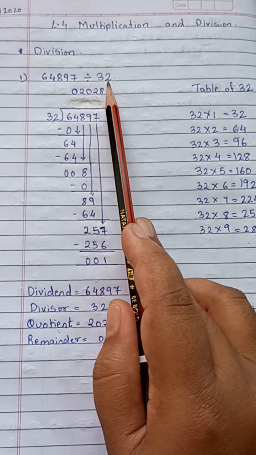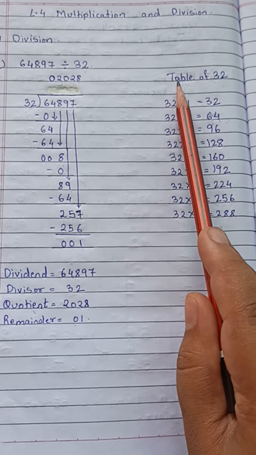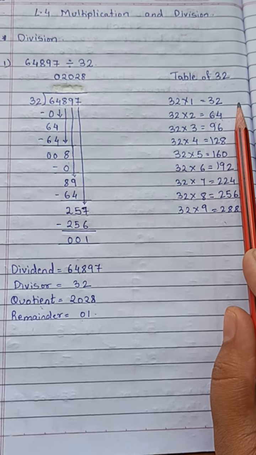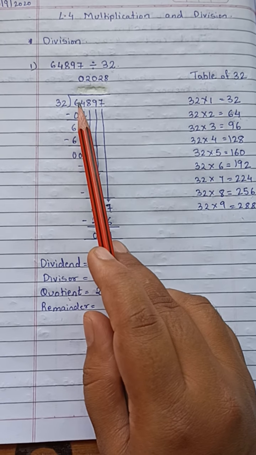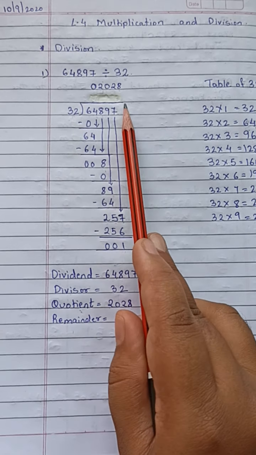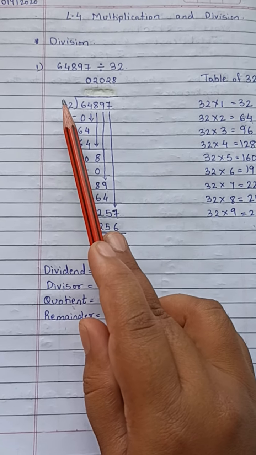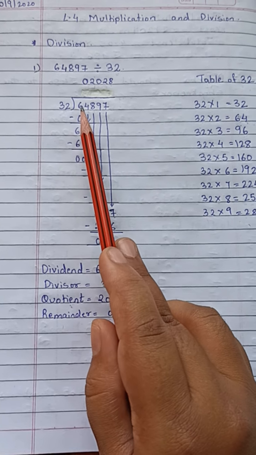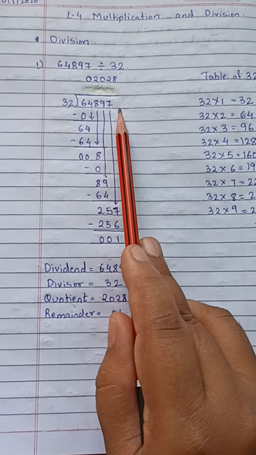You don't know the table of 32, correct? Yes. So first we are going to write the table of 32 on the right hand side of the book as it is shown in the video. Then you are going to write the number in the division form. The bigger number goes inside and the smaller number which we are going to divide with will be outside. We are going to take the digits one by one according to the series.